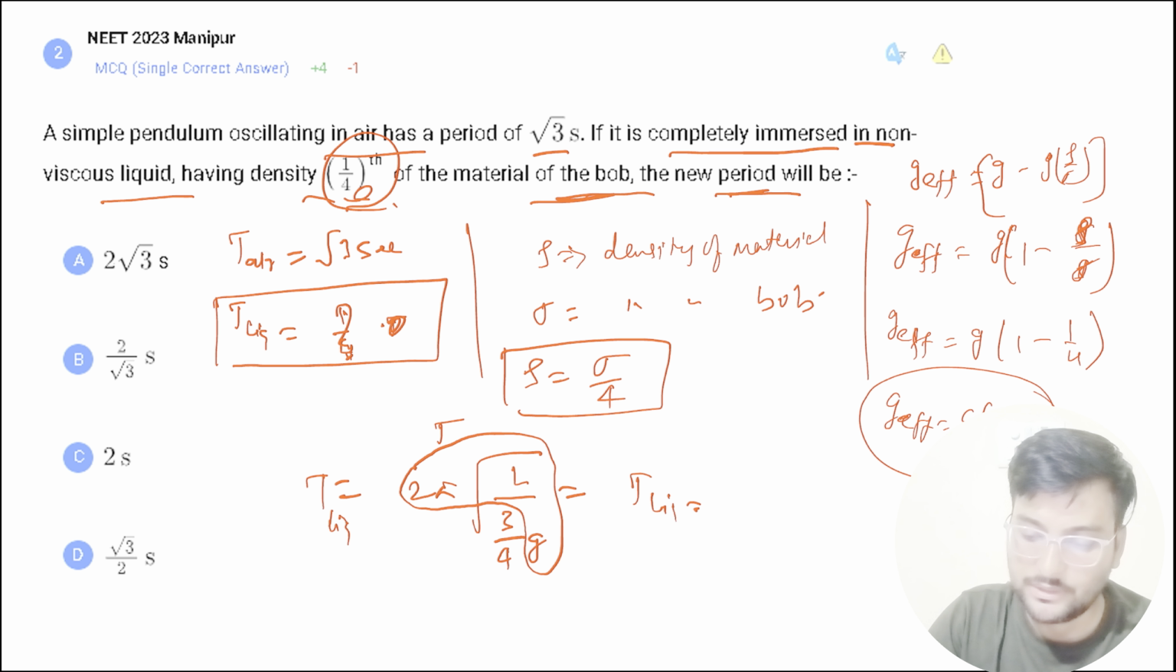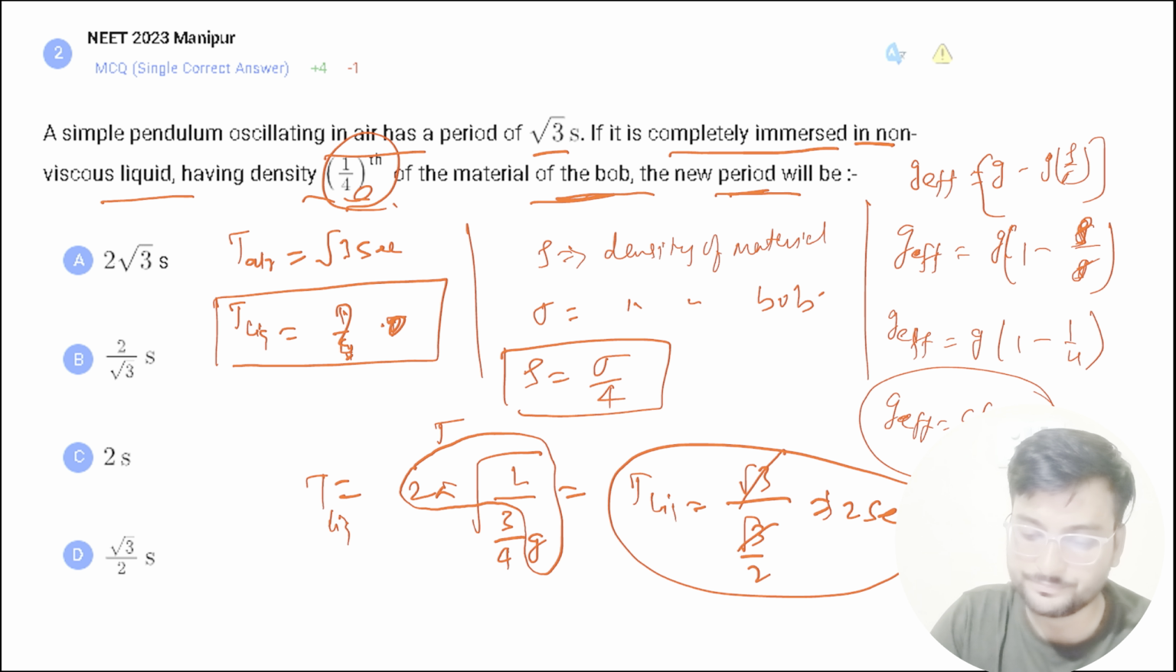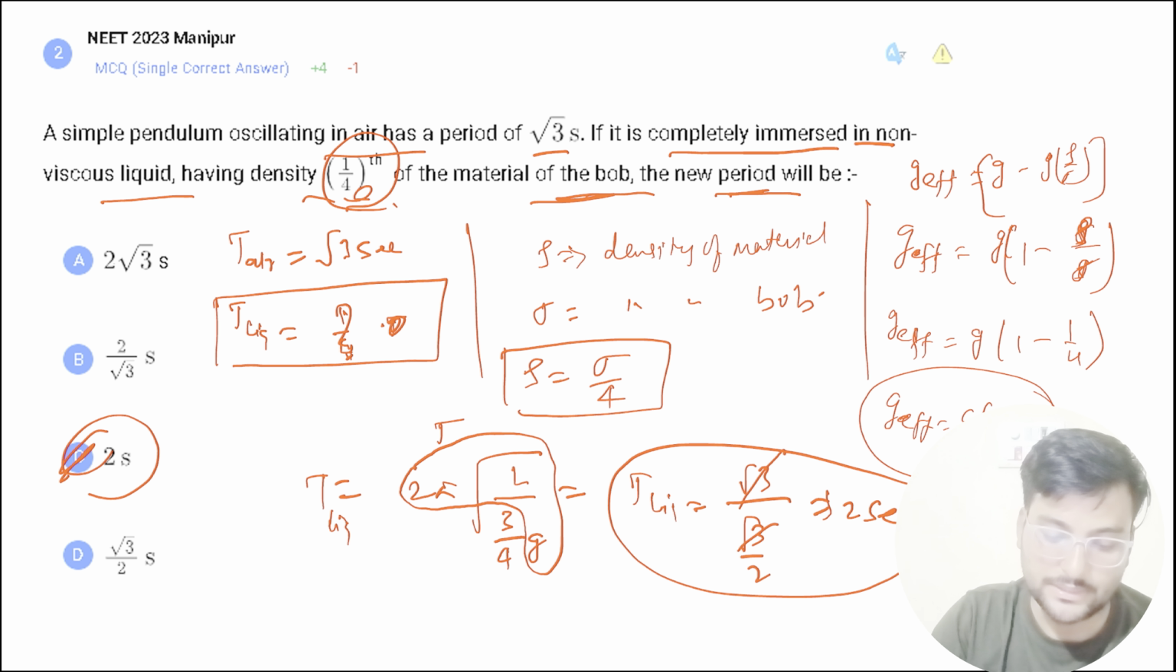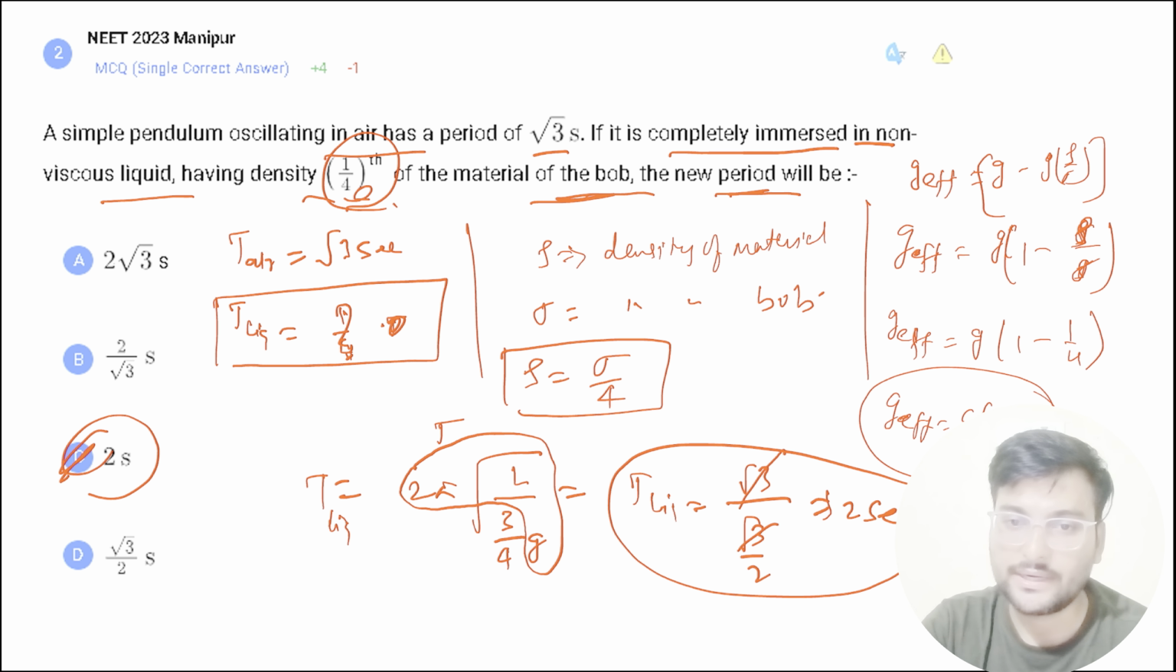So T liquid is equal to T, and already root 3 is given to you, so it is root 3 by 2. So root 3 cancels out, and it is 2 seconds. So we can say that the time period of this will be 2 seconds. Option number C is the correct one, right?